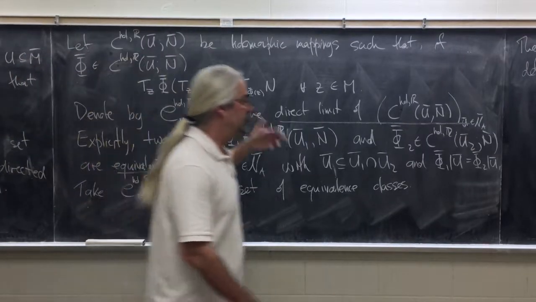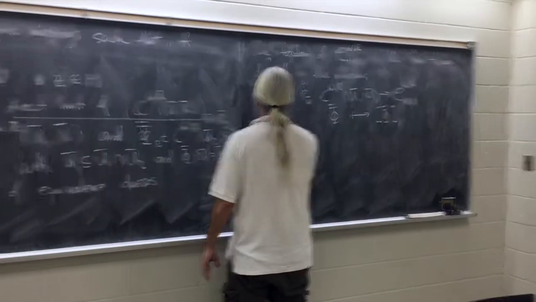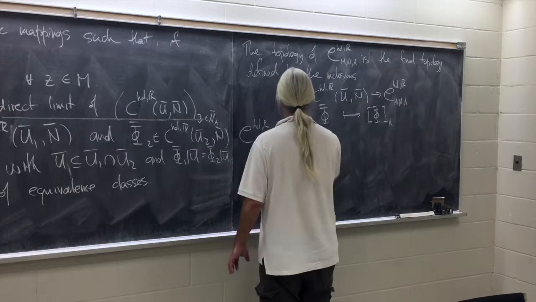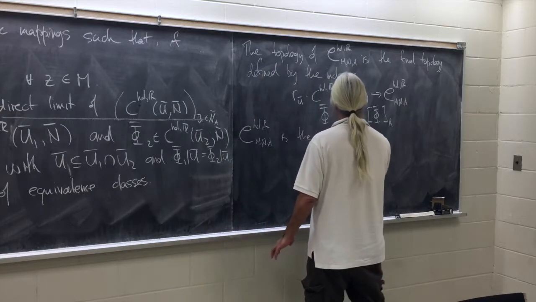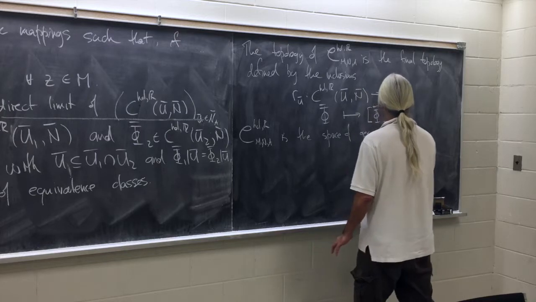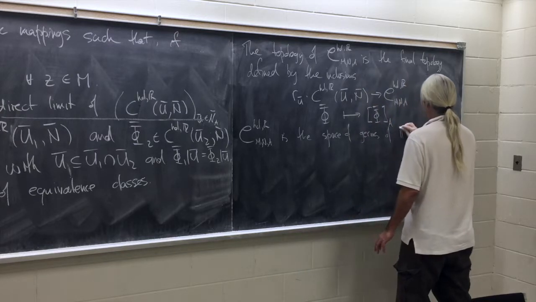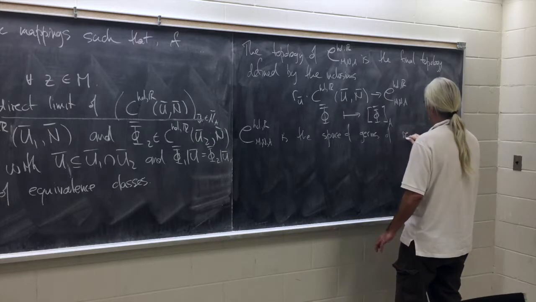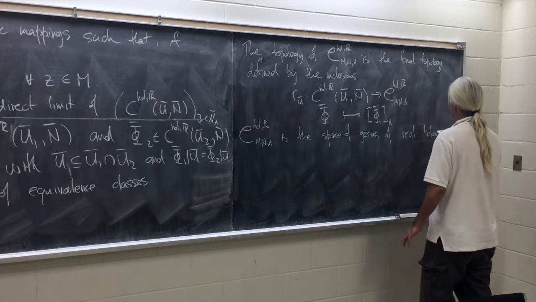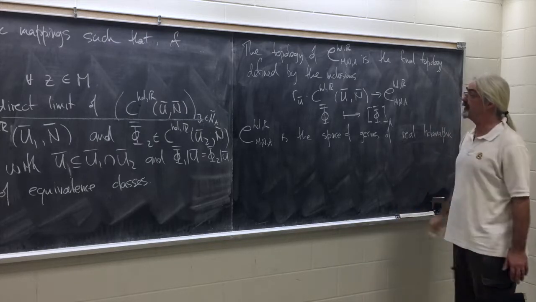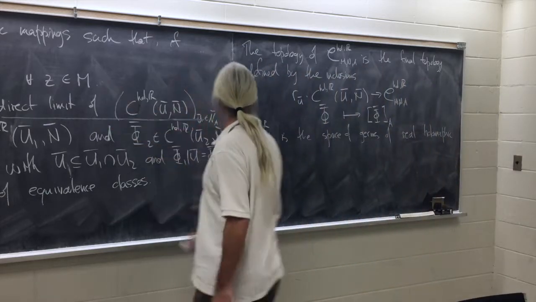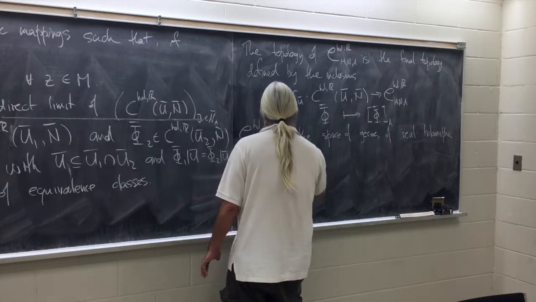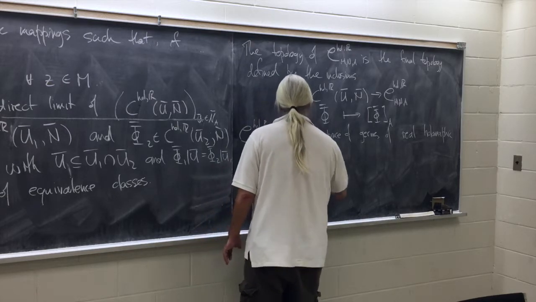So this, C^hol_R(M, N)_A, is the space of germs of real holomorphic mappings about A. Real means that property. Okay, good.